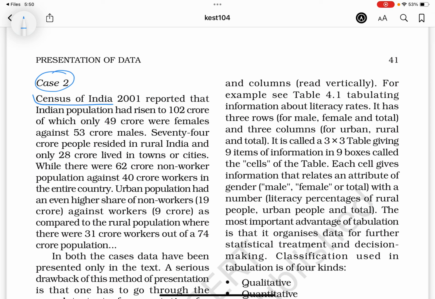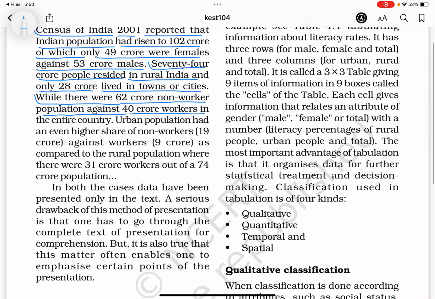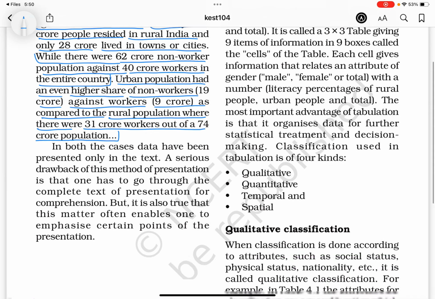Case 2: Census of India 2001 reported that Indian population had risen to 102 crore, of which only 49 crore were females against 53 crore males. 74 crore people resided in rural India and only 28 crore lived in towns or cities, while there were 62 crore non-worker population against 40 crore workers in the entire country. Urban population had an even higher share of non-workers, 19 crore against workers 9 crore, as compared to the rural population where there were 31 crore workers out of a 74 crore population.